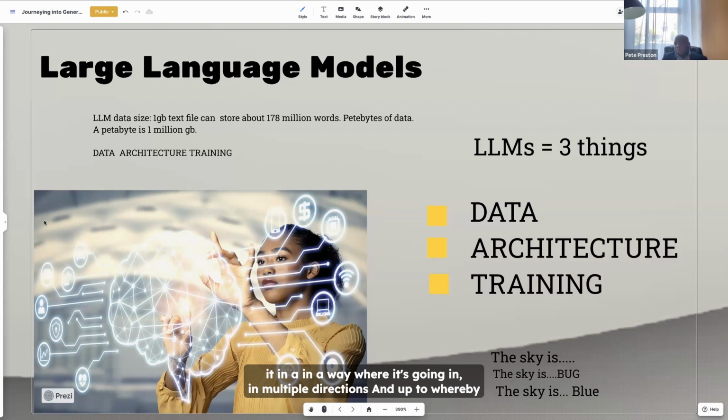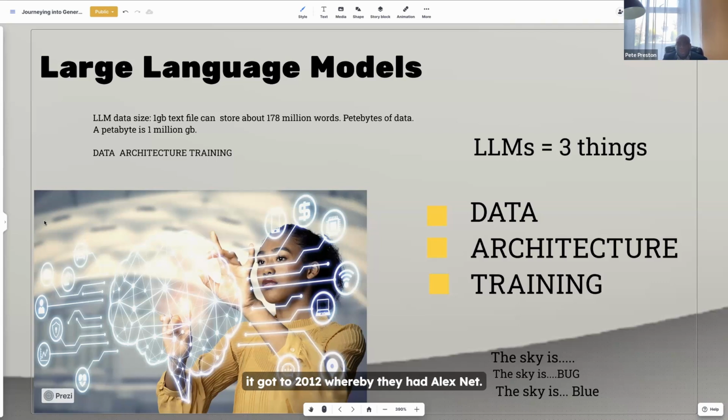And up to the 2000s, early 2000s, when the interest in machine learning and AI started picking up. It was quite slow until it got to 2012. It got to 2012, when they had AlexNet.